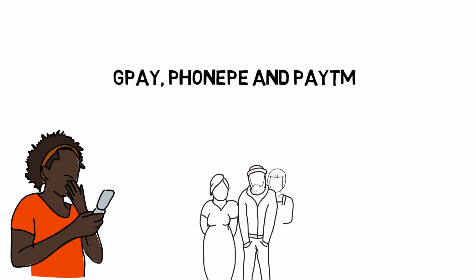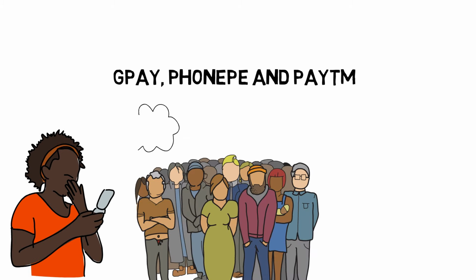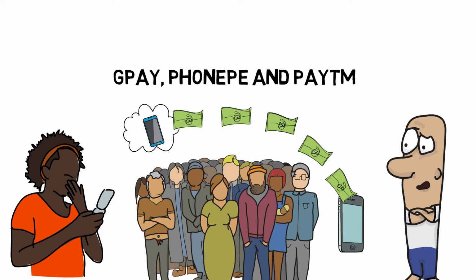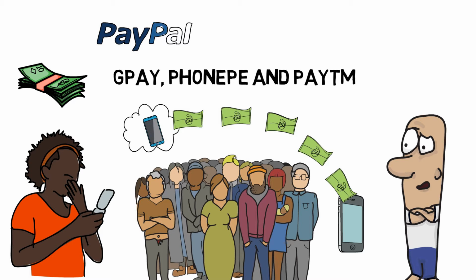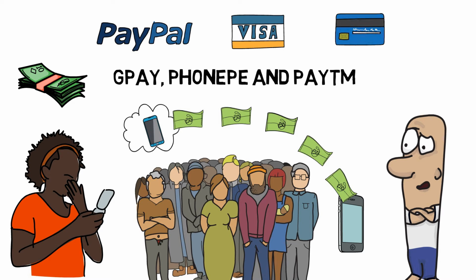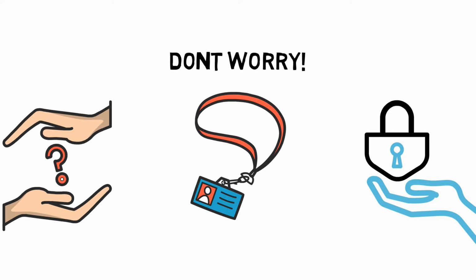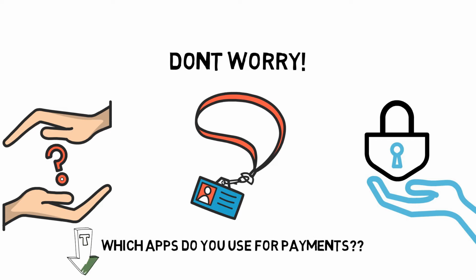Apps like GPay, PhonePe, and Paytm have become necessary for all of us. But if someone has access to your phone, they could use it to transfer money. So what happens if the device that carries all your payment apps gets stolen? Don't worry. There are steps you can take to block these services temporarily from being accessed. Which apps do you use for payments?